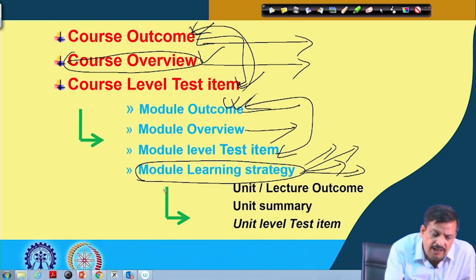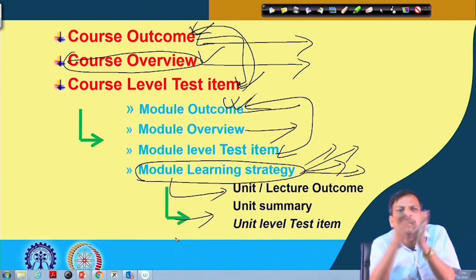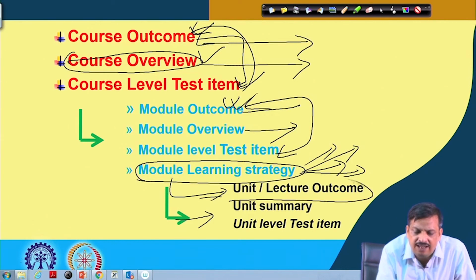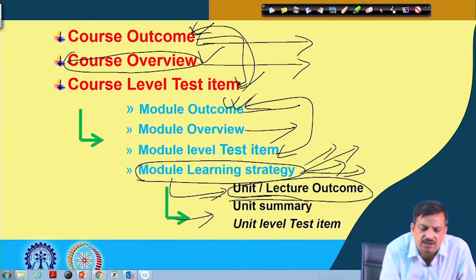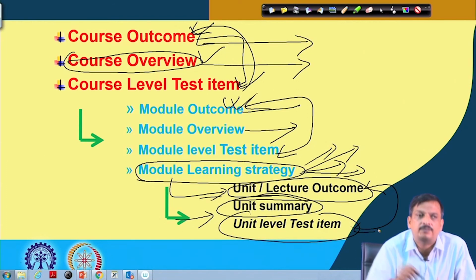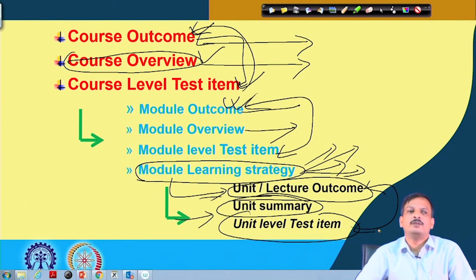Again, a chapter consists of different lectures. So, maybe a chapter consists of 5 or 10 lectures. So, each lecture must have a lecture outcome, lecture summary and lecture level test item linked with outcome. This is called course file.